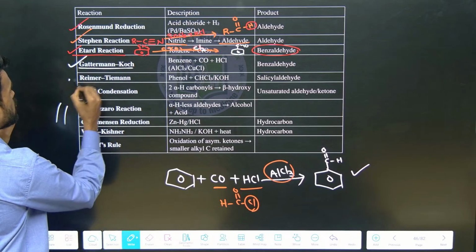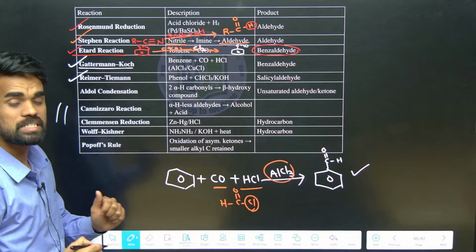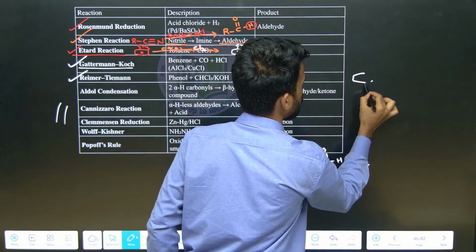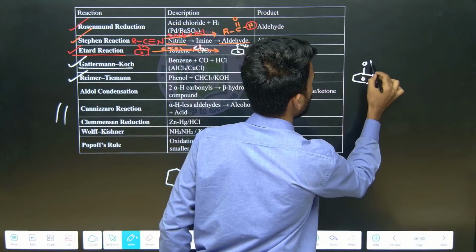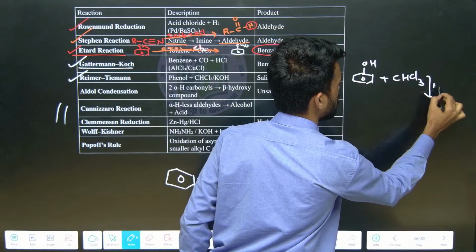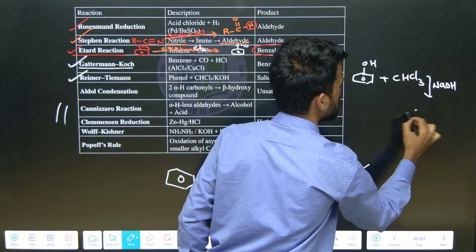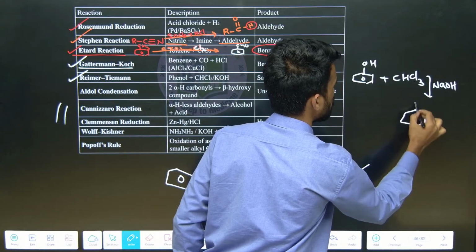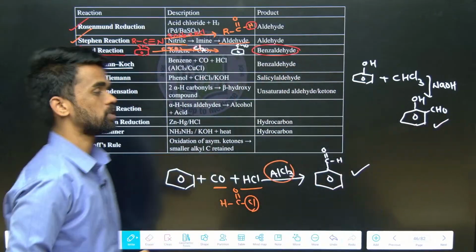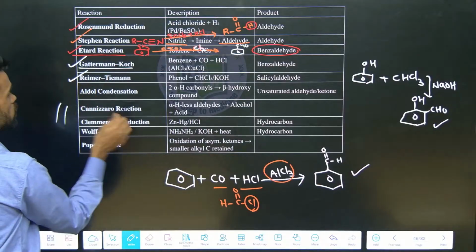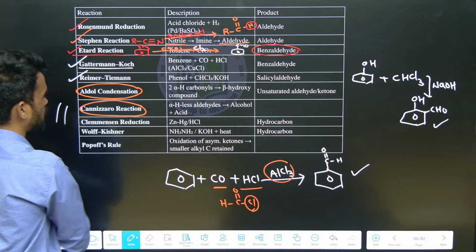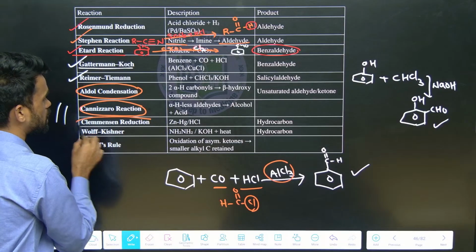Next, what about the Reimer-Tiemann reaction? We discussed this in the alcohols and phenols chapter. A phenol upon treating with chloroform, CHCl3, in basic medium like NaOH gives us salicylaldehyde. The ortho product will be major here. This is the final major product. So this is also done. We need to discuss the aldol reaction now, and the Cannizzaro reaction we will discuss. The next, Clemmensen reduction, is also done.